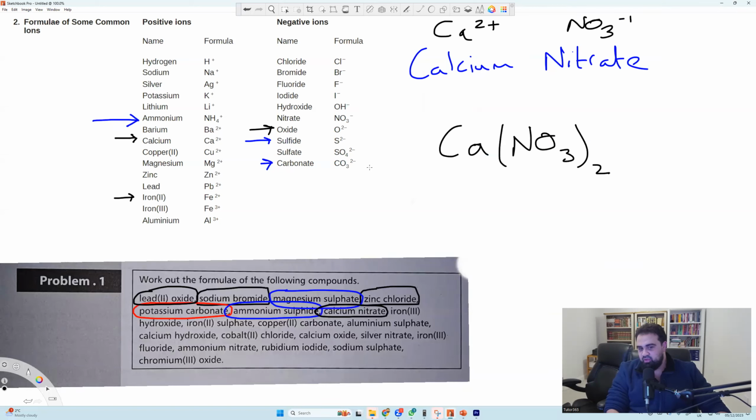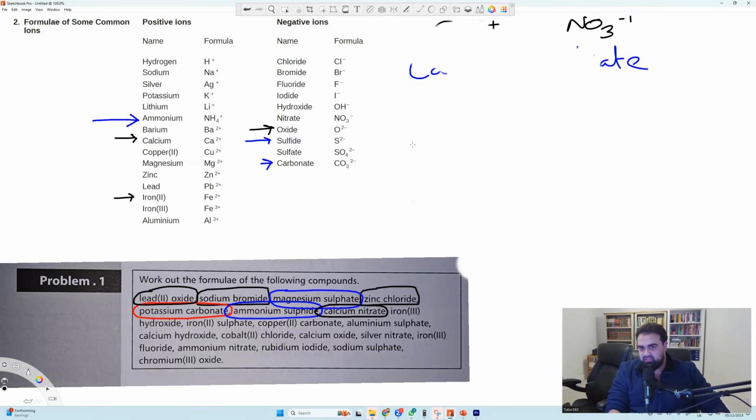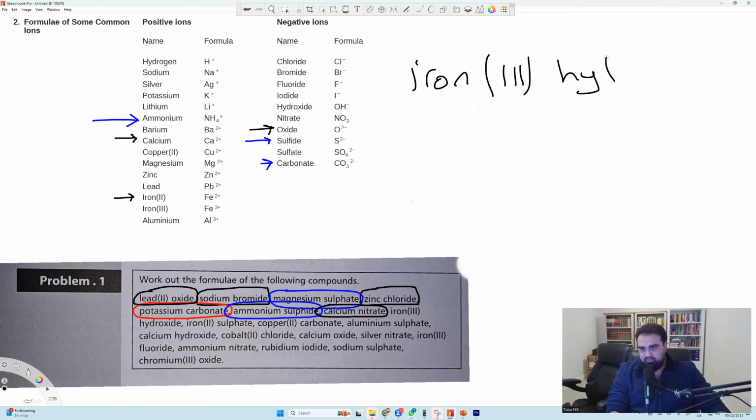Thank you. One more difficult one, and then we're going to do it with Imran. Let's just leave this here. So now let's look at iron. Write the chemical formula for iron hydroxide.